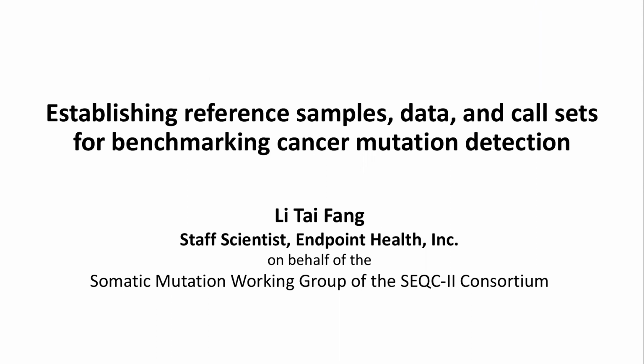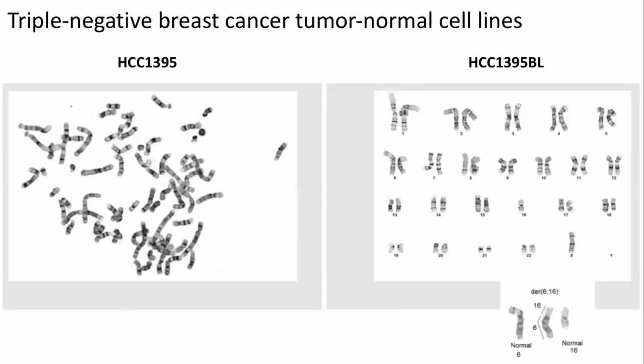I'm going to talk about the consortium's effort to establish a reference sample for the benchmarking of somatic mutation detection technologies and algorithms. We chose tumor-normal cell lines of triple negative breast cancer. Looking at the karyotype for those two cell lines, on the left is the tumor cell line. If you count, there are 66 chromosomes, and you can see a ton of rearrangements and copy number variations just by looking at the karyotype, and no one can identify what the chromosomes are.